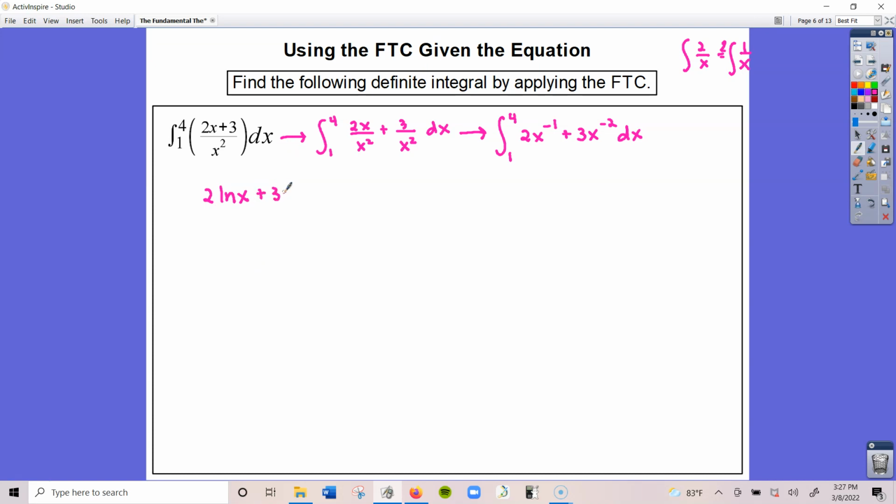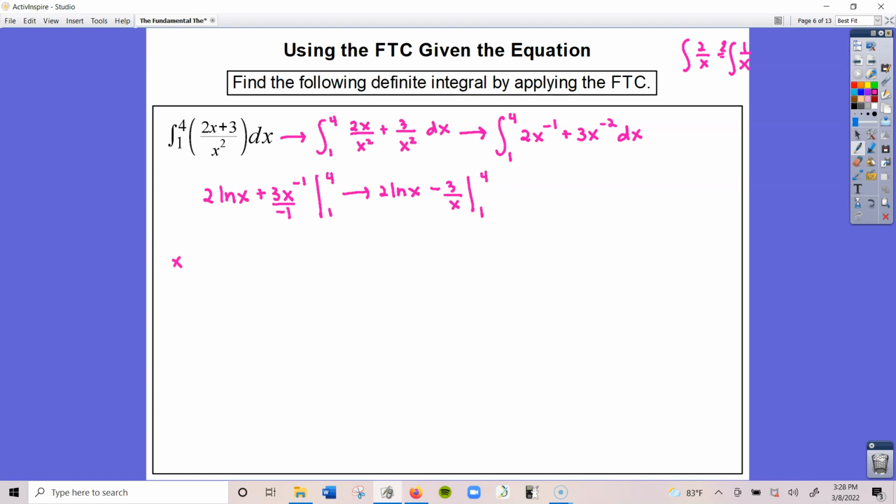plus 3, I'm going to add 1 to my exponent here, which will be -1, divide by the new exponent. And because this is a definite integral, I don't need to put the plus c, and I'm going to evaluate this from 1 to 4. I'm going to rewrite this now to simplify and also write it with positive exponents so that I can actually get those numbers. So this is 2 ln x minus 3 over x, and I'm evaluating that from 1 to 4.